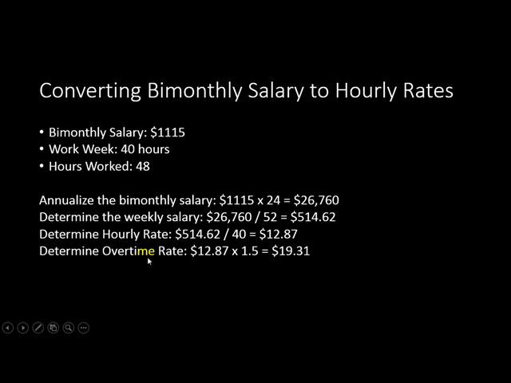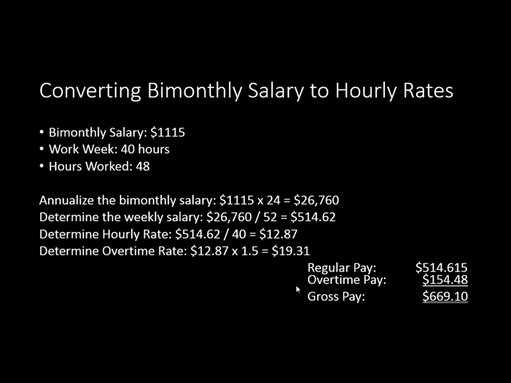And to determine the overtime rate, we take the $12.87 multiplied by 1.5 to give us $19.31 for overtime rate. Regular pay, $514.615. Overtime pay, $154.48 for a total gross pay of $669.10.